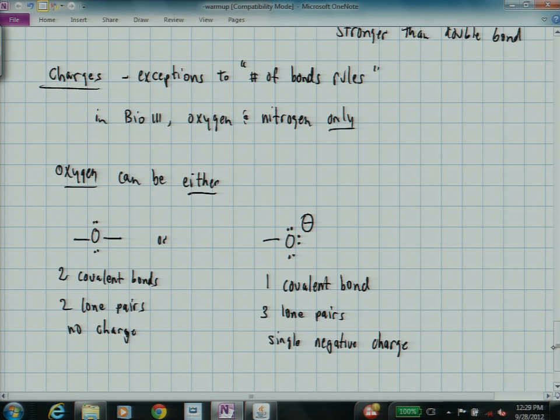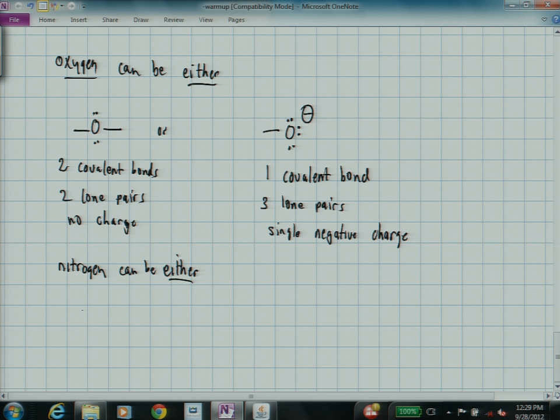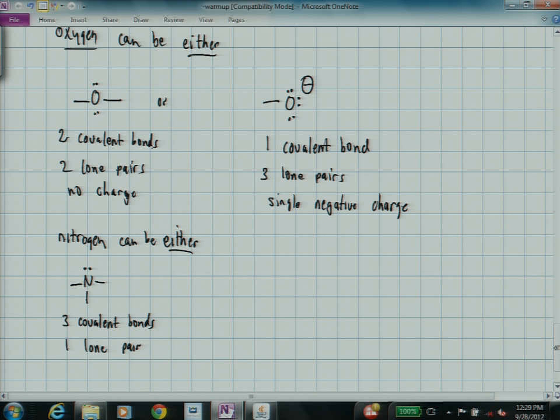I want to do nitrogen, and then I want to talk a little bit about what the deal is on these, because this tends to cause people grief, and rightly so. Nitrogen can be either of the following two structures. It could be the familiar nitrogen that we've drawn, three covalent bonds, one lone pair, and no charge.